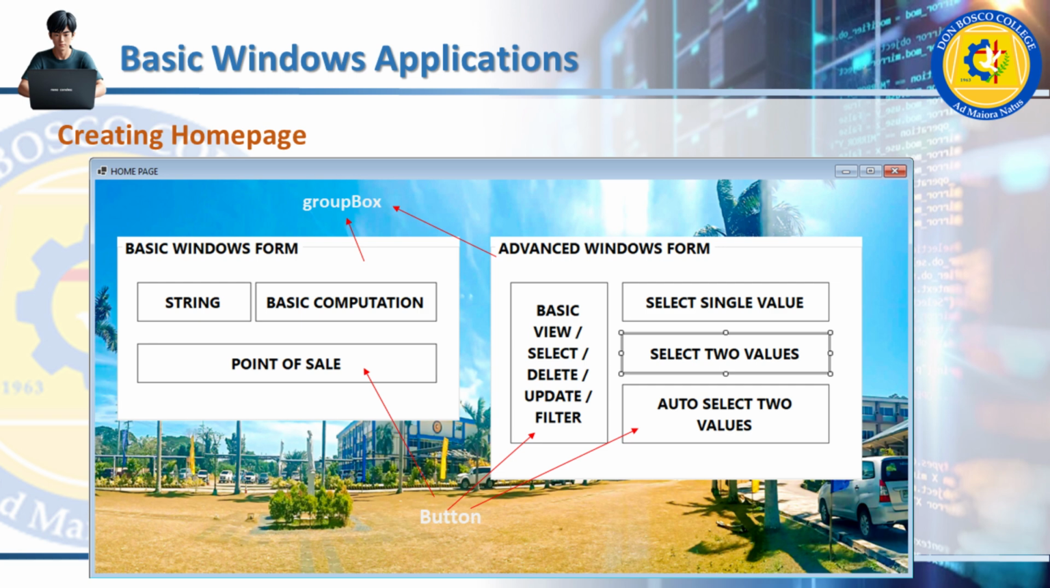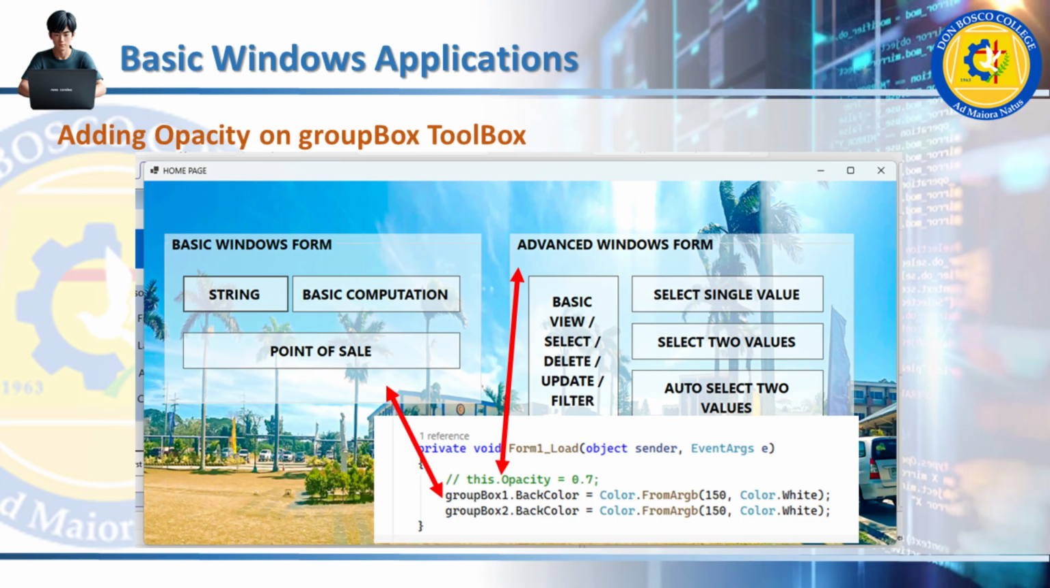I added a background image, and inside the form I placed two group boxes that contain the basic and advanced applications of C#. I also adjusted the opacity or transparency of each group box using code added in the form load event of Form 1. Please observe the code. The opacity level for a solid color ranges from 0 to 255 using the method Color.FromArgb.